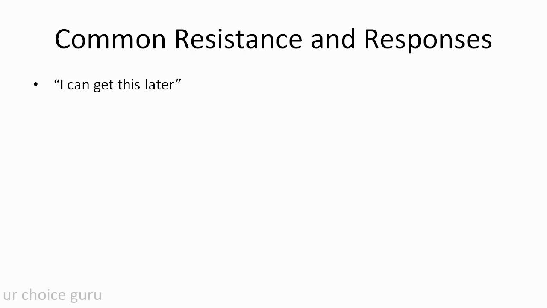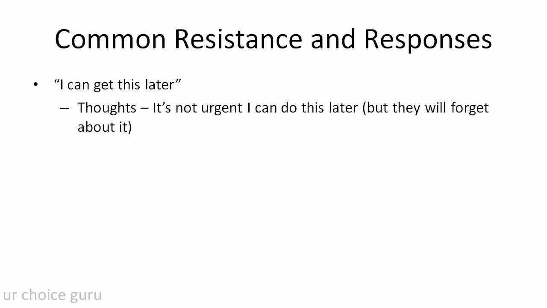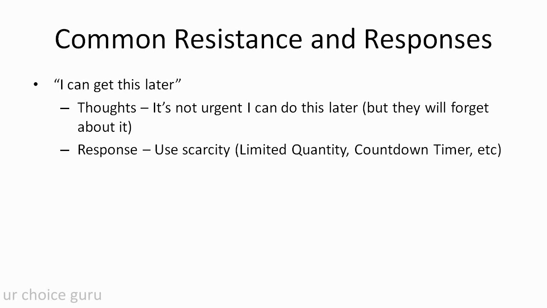Another common resistance is, well, I can get this later on. And that's true. A lot of times people are thinking, I'm really busy in my life. I can get this later. But then there is no later because they just forget about it. And we've all been there and done that too, right? So the thought is, it's urgent, I can do this later, but they forget about it. The response is, you might want to use some scarcity, like limited quantity, countdown timer, limited time to get this and access it. Or it could be a price jump, early bird discount pricing, and a price jump after a certain period.